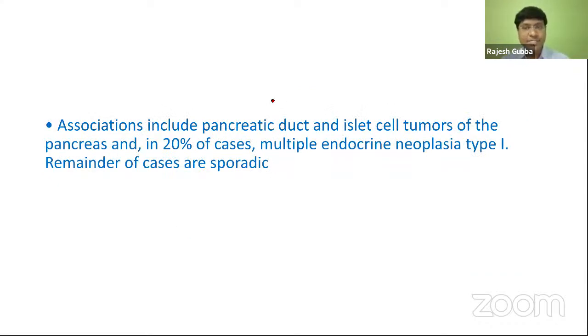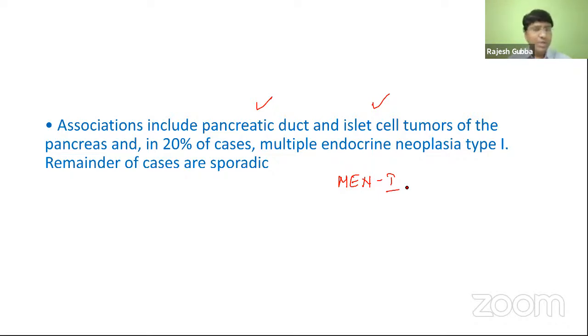Now, the associations: glucagonoma is associated with other tumors as well. What are the other tumors? They include pancreatic duct tumors as well as islet cell tumors of the pancreas. And in 20% of cases, glucagonoma is also associated with MEN1.